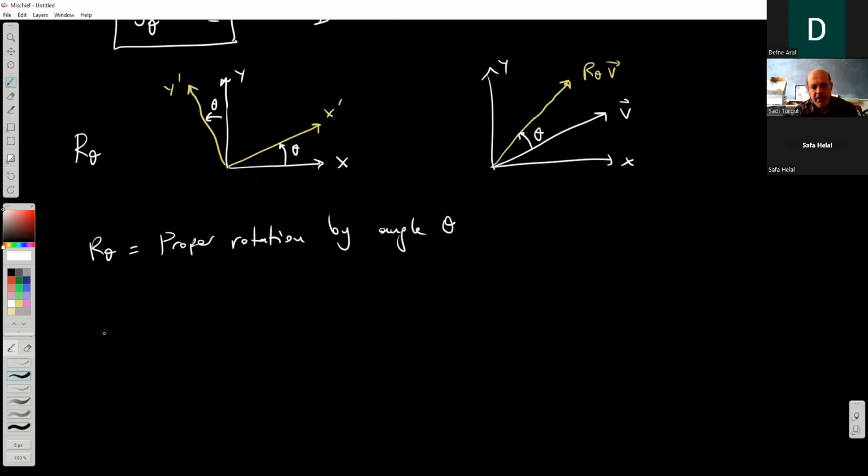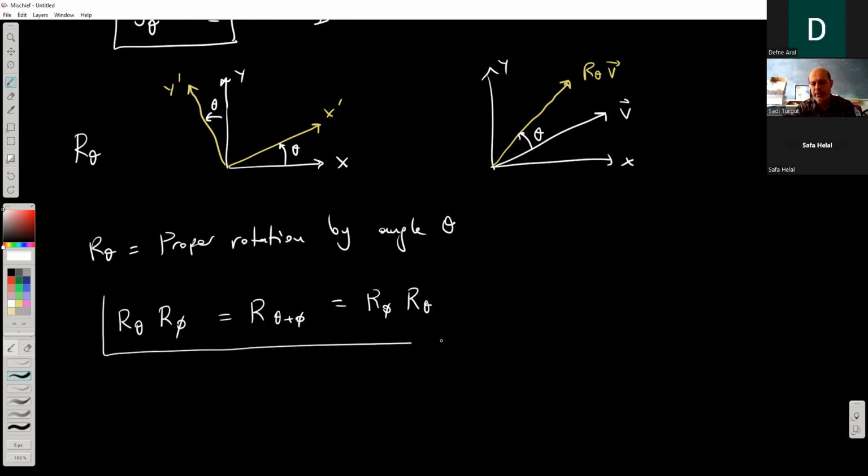Okay. Because of that, it satisfies these properties, like r theta followed by r phi, for example, is a rotation by theta plus phi. Therefore, this is the same thing as rotation first by theta and then by phi. You can also check this algebraically, no problem with this. But logically, it corresponds to the fact that in a two-dimensional rotation, a rotation followed by the other one is actually a single pure rotation by an angle theta plus phi.